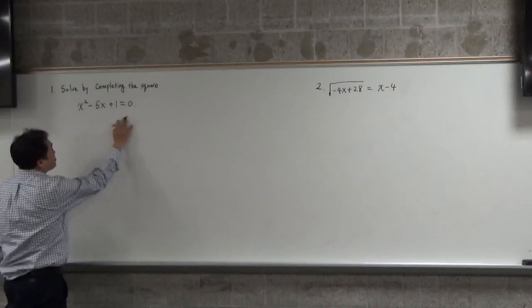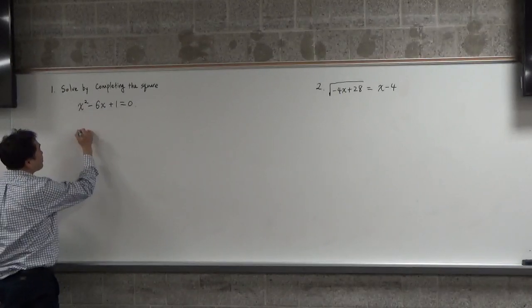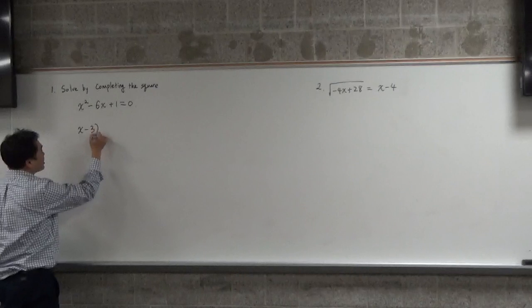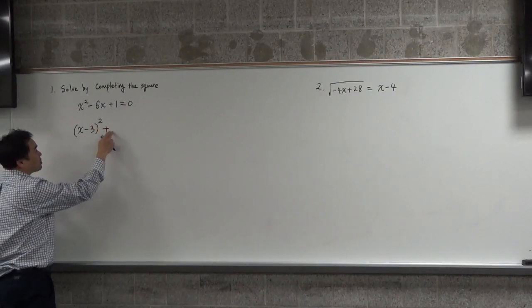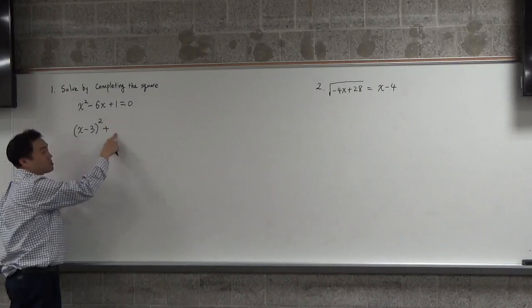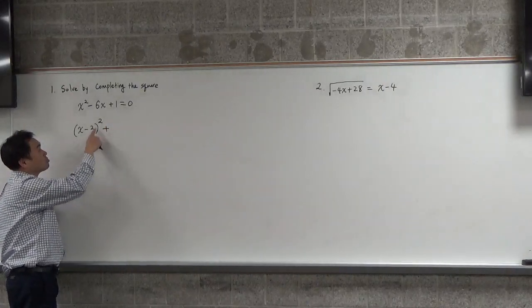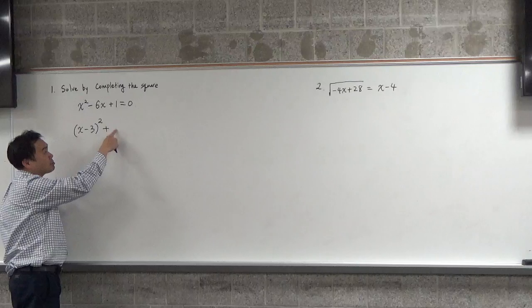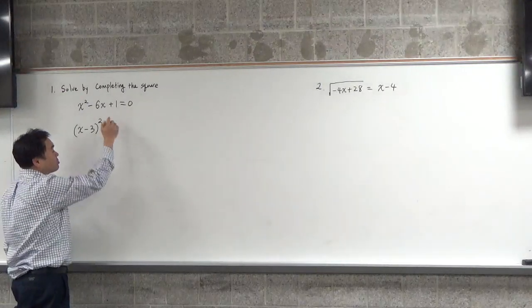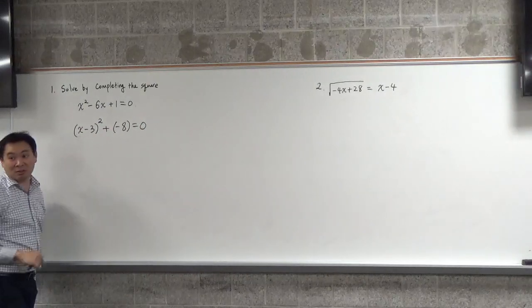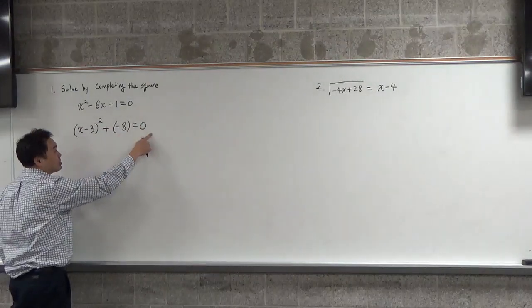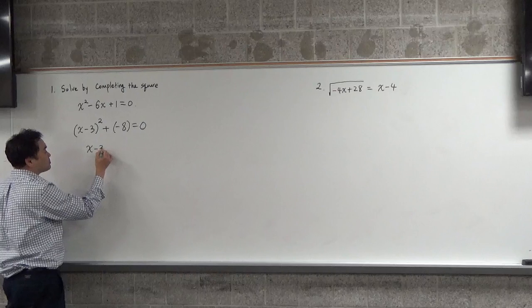So solve by completing the square. You take half of -6, which is -3, and you ask, -3 squared plus what would be equal to 1? What is that? -3 squared is positive 9. 9 plus -8 gives you 1. So this will be the completing the square. Move the -8 to the other side.